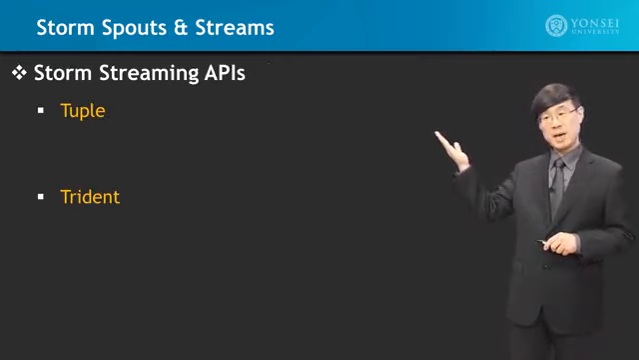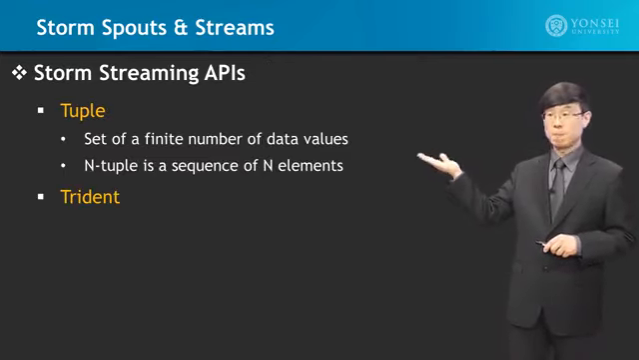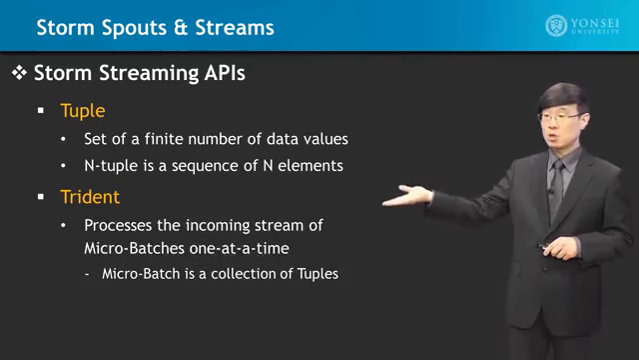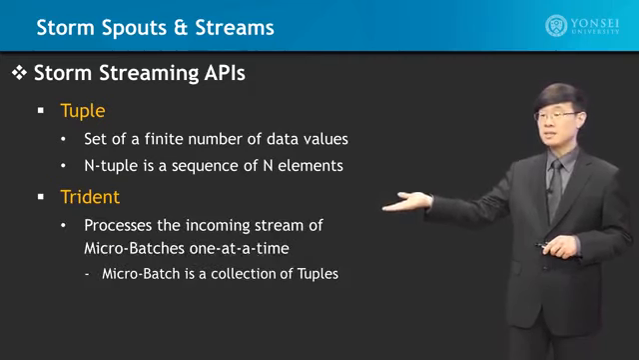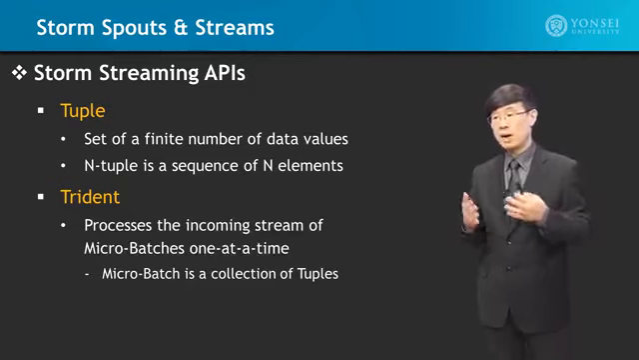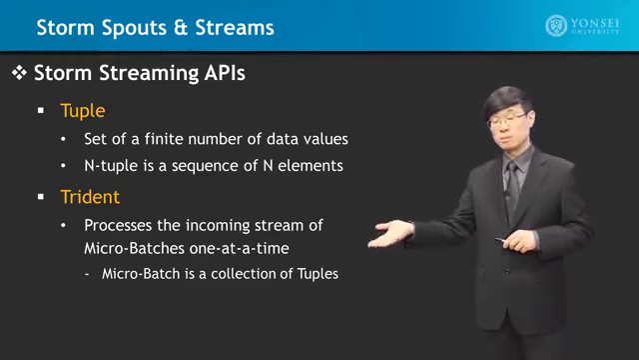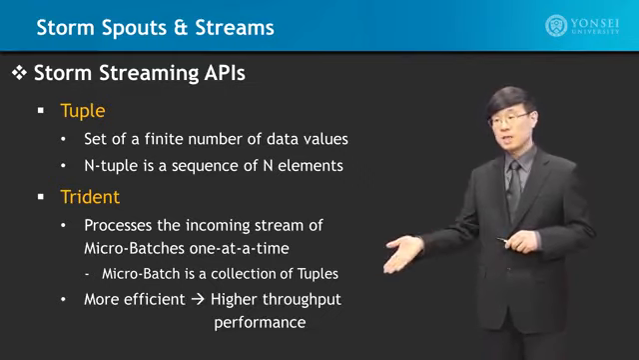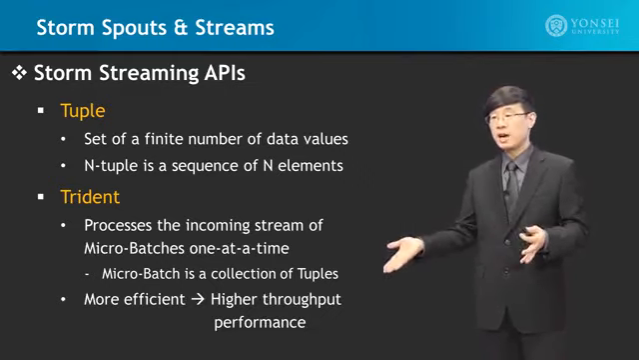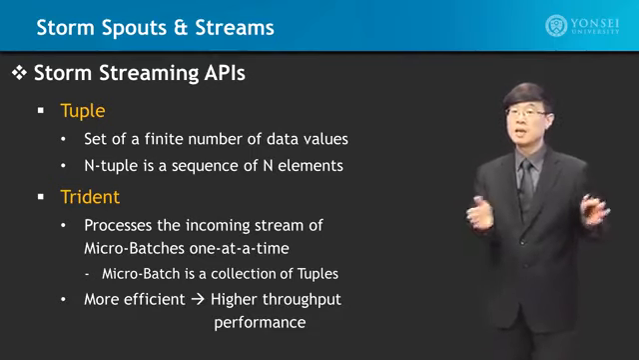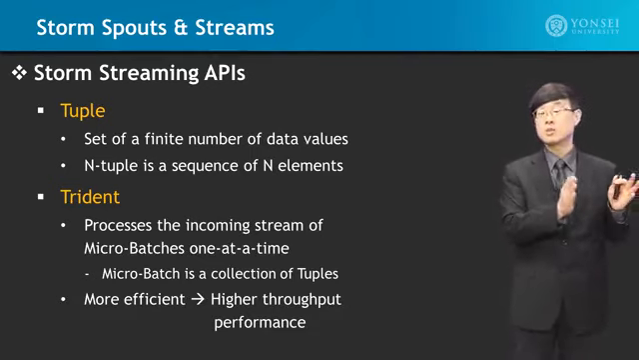Storm streaming APIs include tuple and Trident. A tuple is a set of a finite number of data values, as mentioned before. An n-tuple is a sequence of n elements. Trident is a process of the incoming stream of microbatches one at a time. A microbatch is a collection of tuples. It is more efficient and it provides higher throughput performance. The Trident mode is similar to the Spark streaming mode, which also uses mini batches.